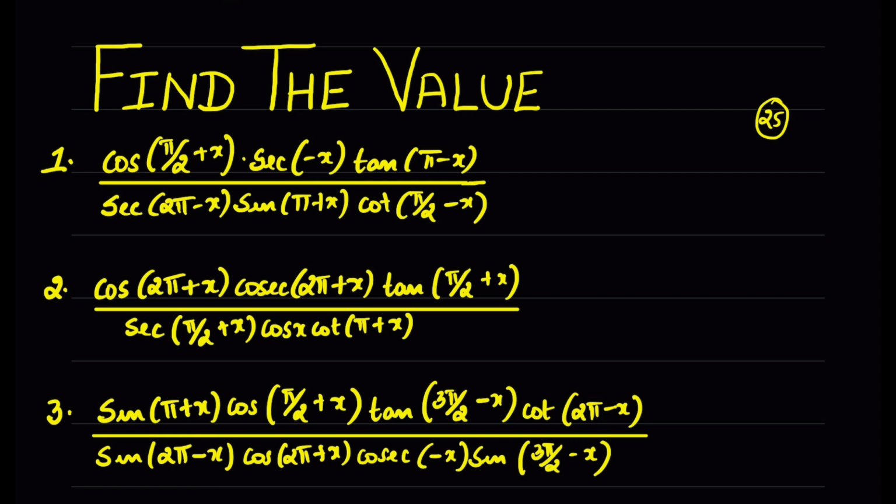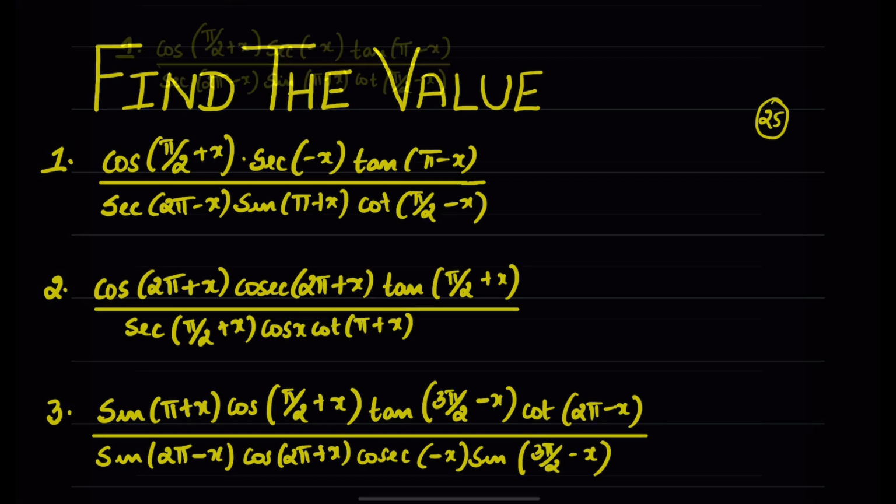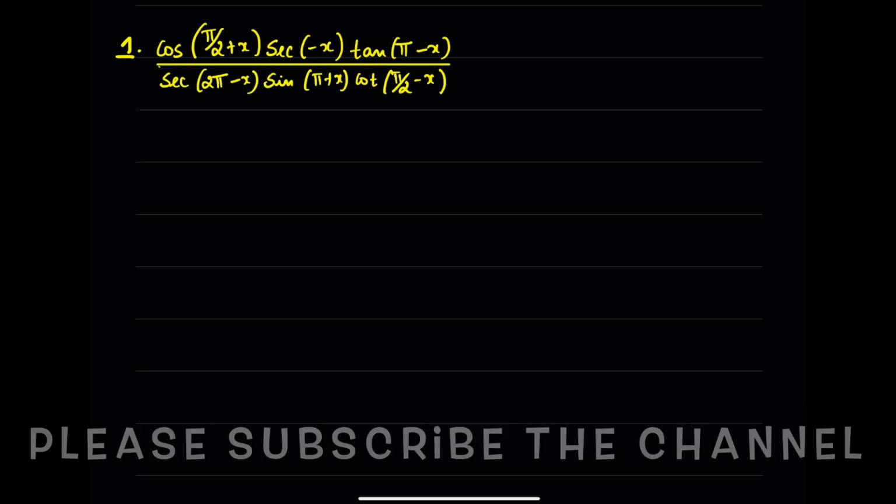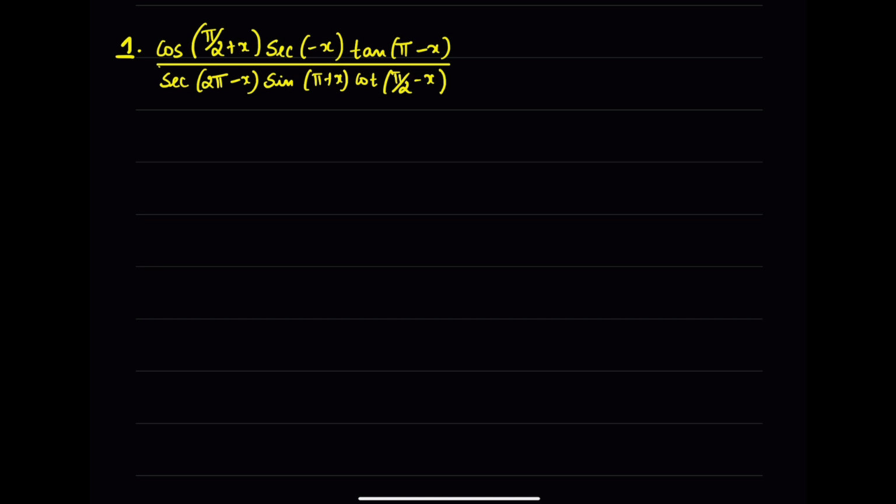If you have already watched it, please pause the video and try it out yourself. You can come back and then check the solution. So let's get started. The first problem, we have to find the value of cos(pi/2 + x) secant(-x) tan(pi - x) divided by secant(2pi - x) sine(pi + x) cotangent(pi/2 - x). So we have to find what the value of this expression will be.